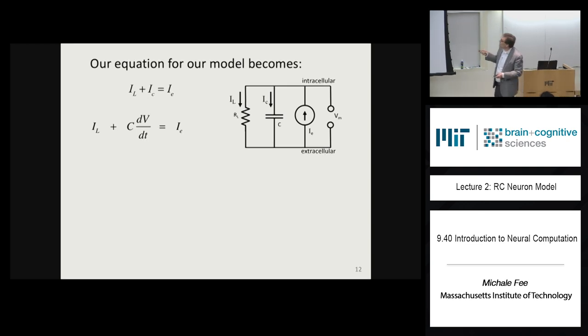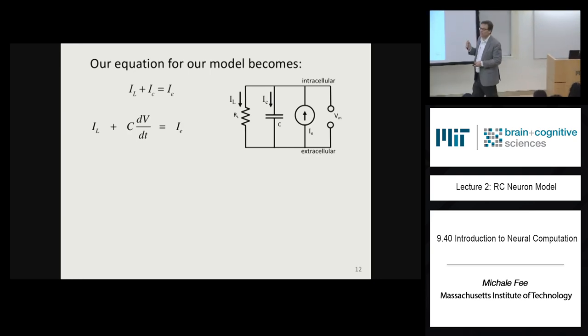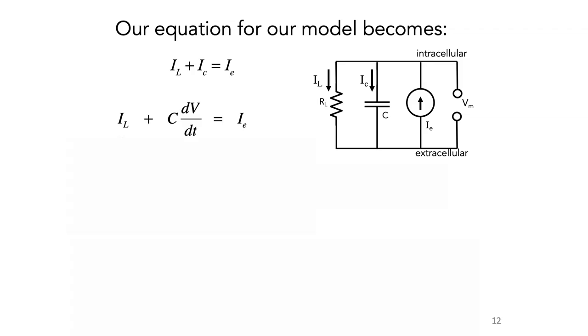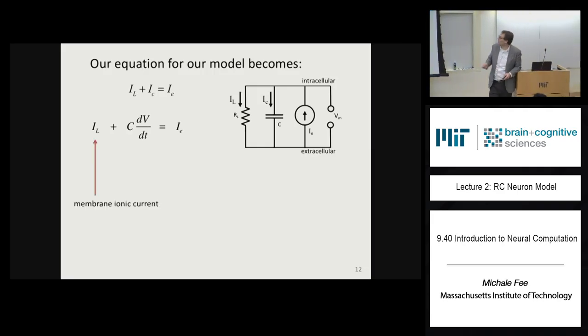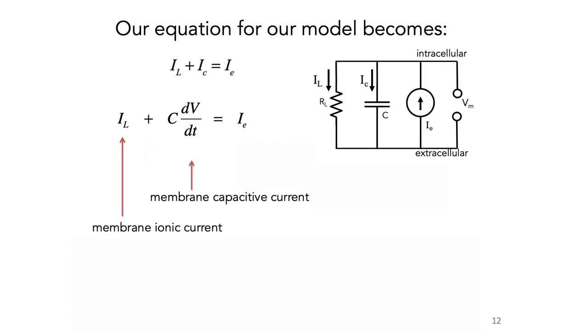We know the capacitive current is just C dV/dt, so we just plug that in. Now we have I leak plus C dV/dt equals the injected electrode current. That is called membrane ionic current, that is called membrane capacitive current, and that is our electrode current.